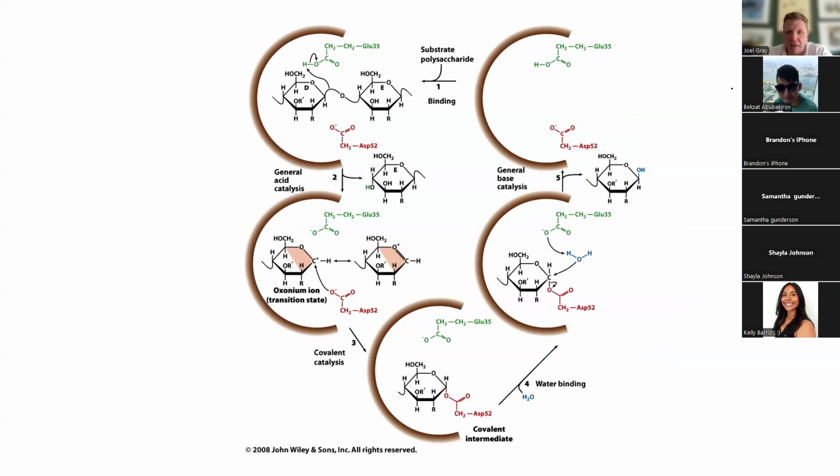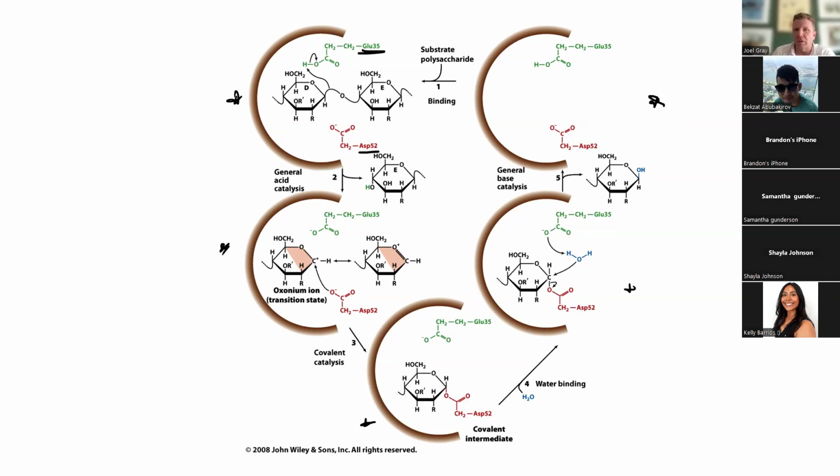Here is a proposed mechanism for the cleavage of this polysaccharide. The two amino acids that I mentioned, glutamic acid 35 and aspartate 52. If we look at this cell, here, here, here, what you'll notice is that there are only two amino acids that are highlighted because the other amino acids are not directly involved in the breaking of this bond. They're essential supporters, but they are not going to make or break a bond.